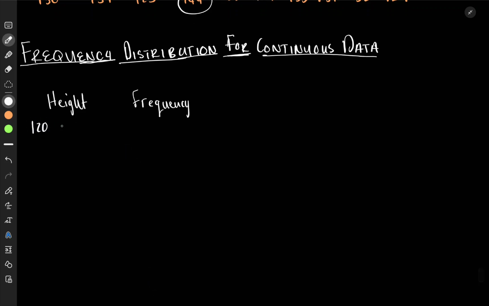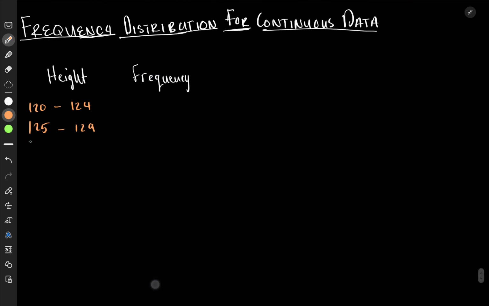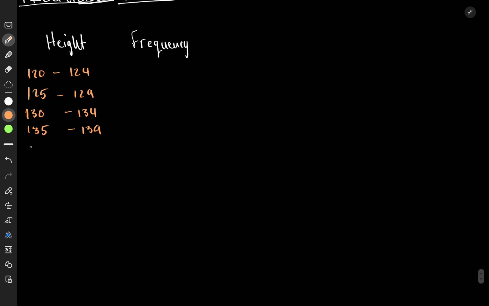So I'm going to have 120 to 124, then 125 is the next one. First, I want you to write with a pencil. It'll be 120 to 124, then 125 to 129, then 130 to 134, then 135 to 139, then 140 to 144. So here's our data. Great. So here, frequency, that's what we have.